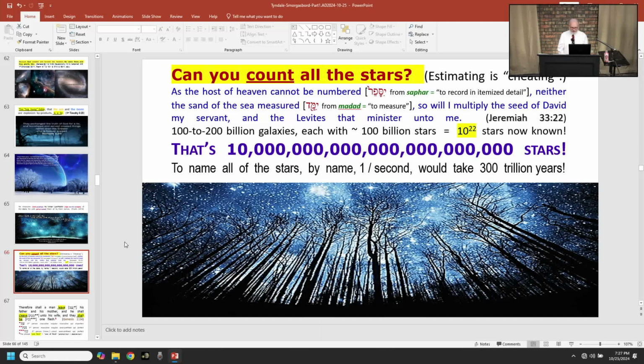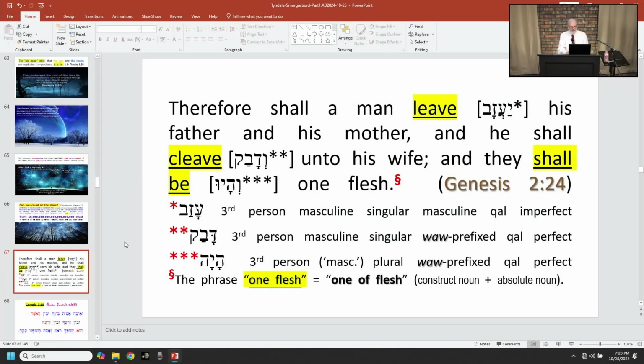that's 10 to the 22nd stars. So if you look at that long number with all the zeros, and you start on the right side of that, and then you go toward the left, the first comma takes you to the thousands. The next comma takes you to million, and then billion, and then trillion, and then quadrillion, and then quintillion, and then septillion. So 10 septillion stars. If you were to name all the stars, and they'd have to have long names, unless you were going to repeat names, but if you did one a second, that would take 300 trillion years. And of course, God knows all that in an instant.